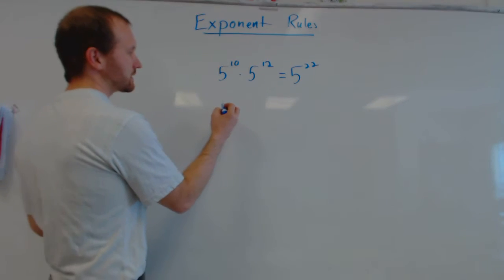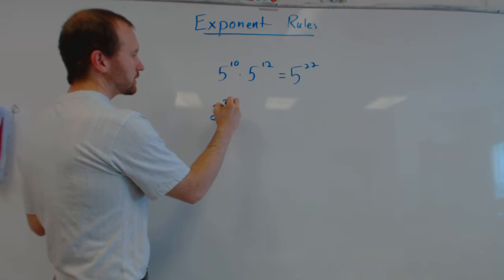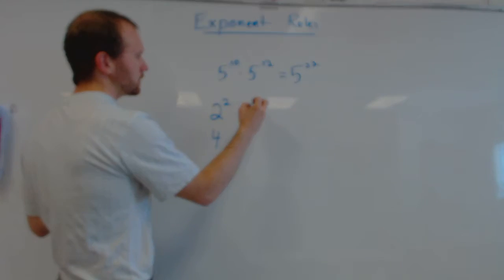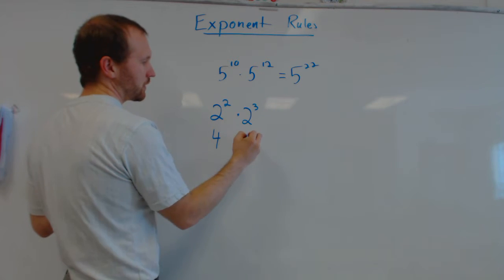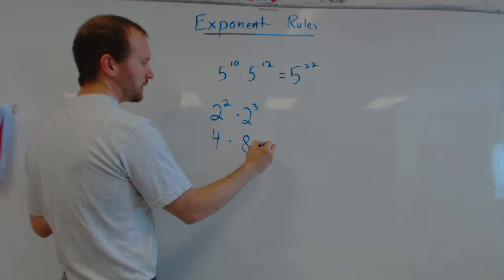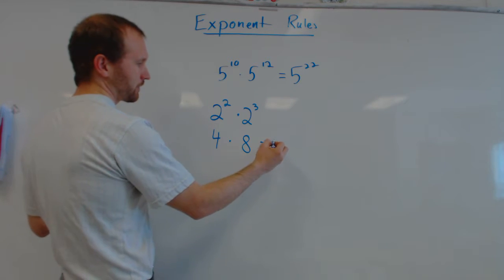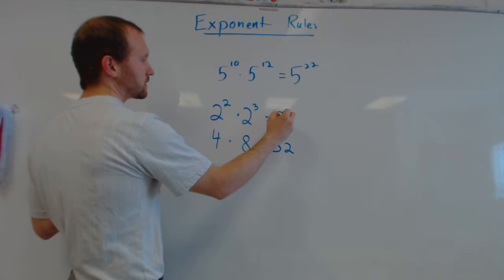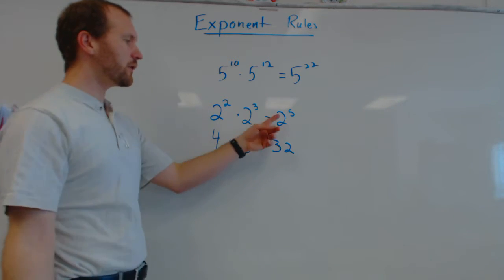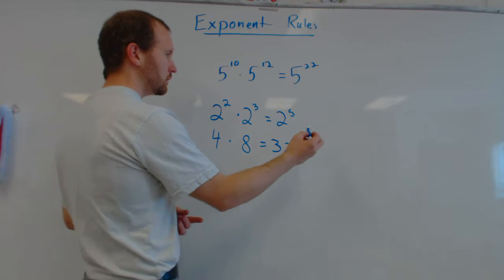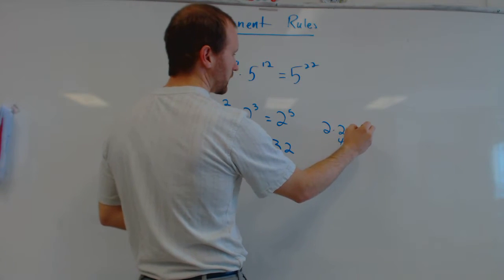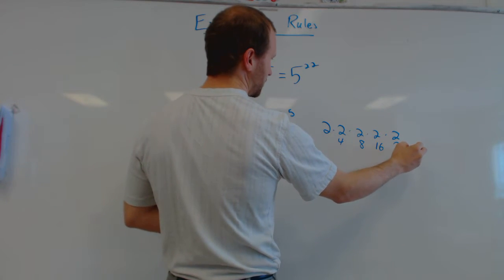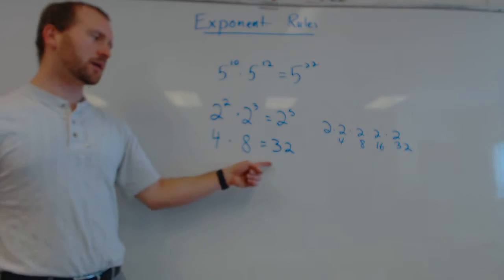We could do that with a silly example, an example that we know. Like 2 to the 2, we know that's 4, right? Times 2 to the 3, we know that's 8. 4 times 8 is what? 32, I think. So what we're saying then is 2 to the 5th. Is 2 to the 5th really 32? 2 times 2 is 4, times 2 is 8, times 2 is 16, times 2 is 32. Whoa. So they really are equal.